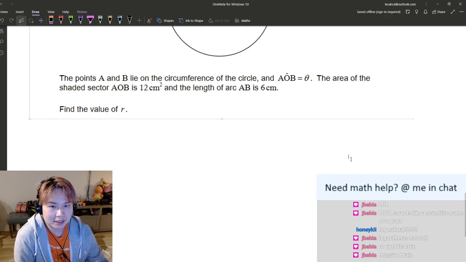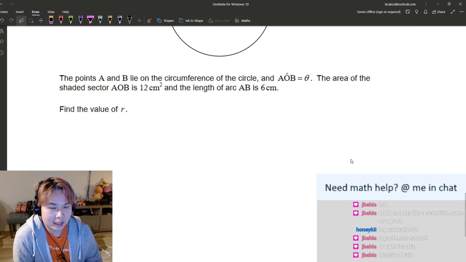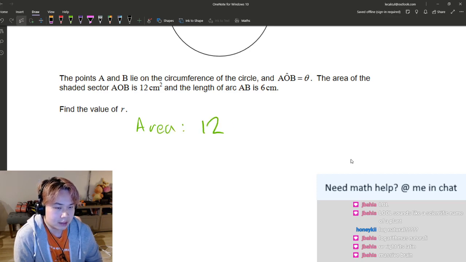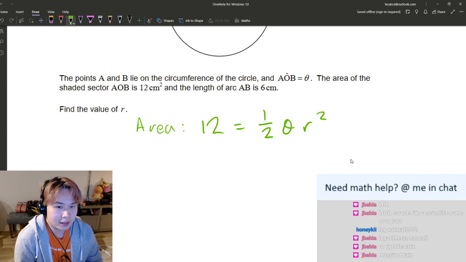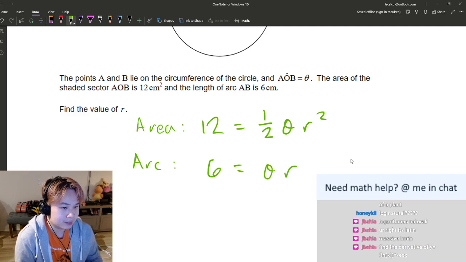Okay, back to this one. So the area is 12, and then this formula is pretty straightforward. It's in your formula book. It's 1/2 theta times r squared. And then we have the arc length. This is 6, and then this is just theta times r.